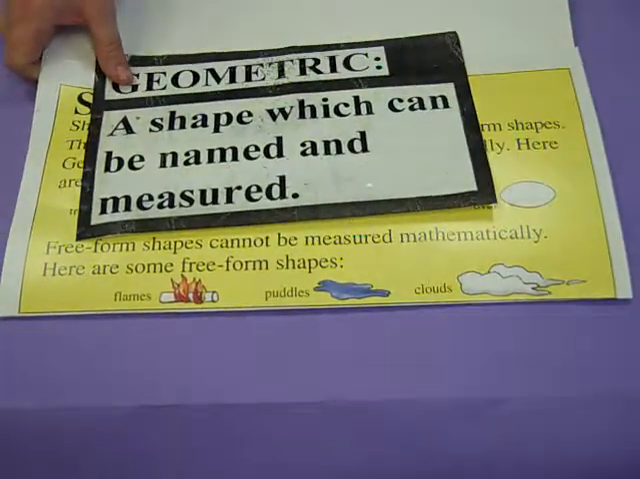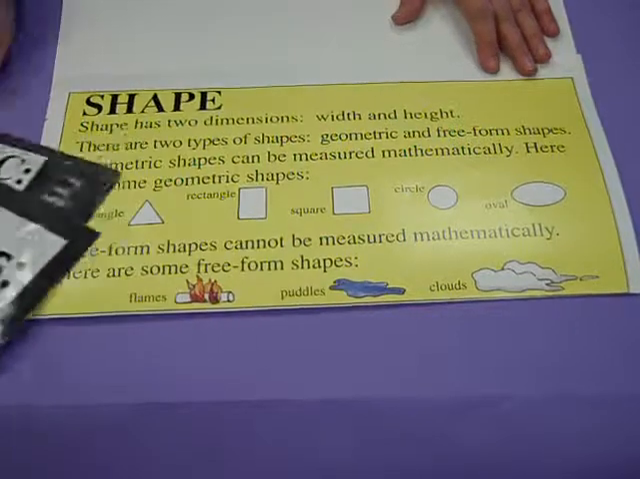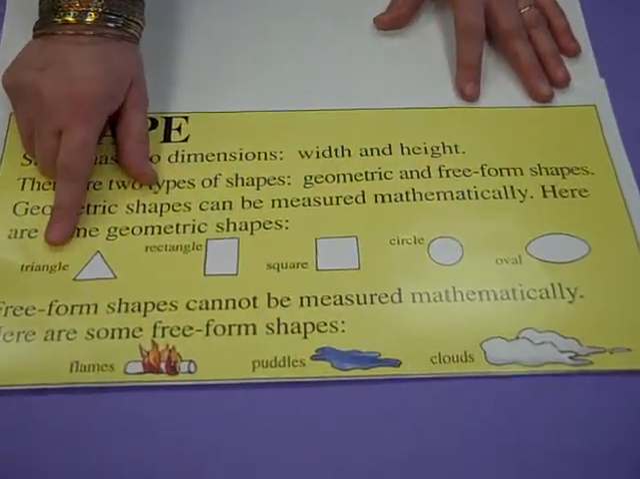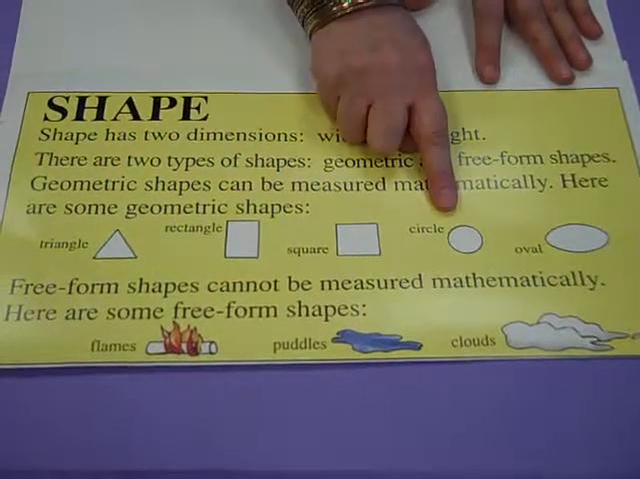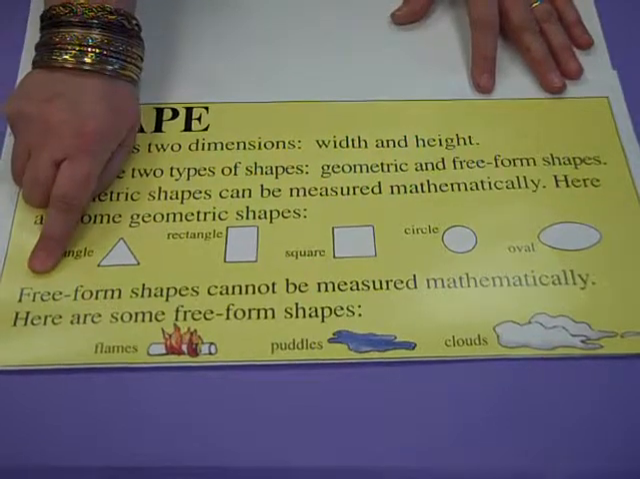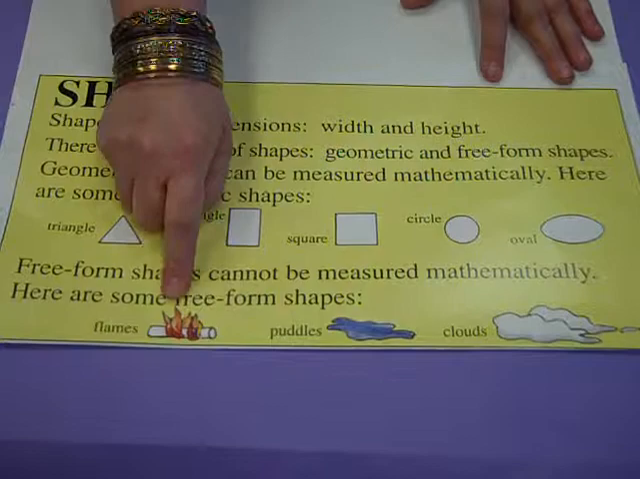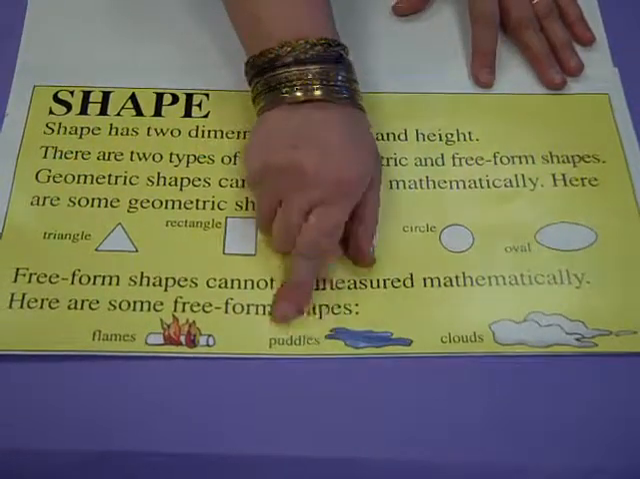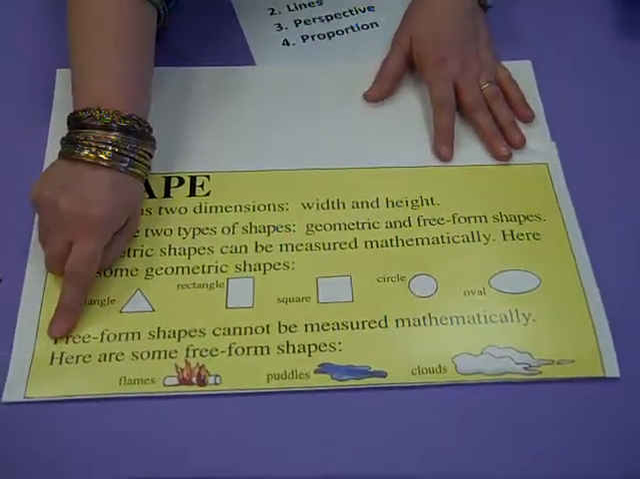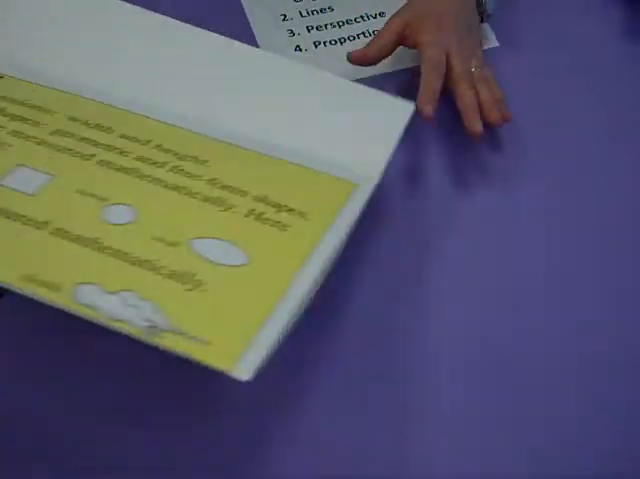What are geometric shapes? Shapes with names. What are organic shapes? Shapes without names. I have an example here. There's two types of shapes in the world. Shapes with names, like triangles, rectangles, squares, circles, and ovals. Then there's organic, or some people call them free-form shapes, shapes without names, like this fire that goes up and down zigzag, like puddles or ponds, like clouds. Anything in nature is usually organic. Anything that's man-made is usually geometric.